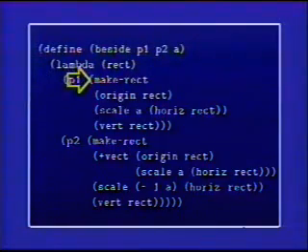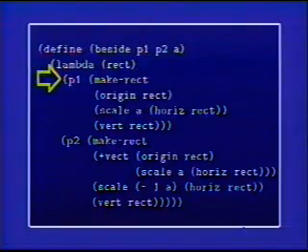Well, here's the computation. It makes a rectangle. And this is the algebra I just did on the board, the origin something, and the horizontal vector something, and the vertical vector something. And for P2, the rectangle it wants has some other origin and horizontal vector and vertical vector. But the important point is that all it's saying is, P1, go do your thing in one rectangle, and P2, go do your thing in another rectangle. That's all beside has to do.